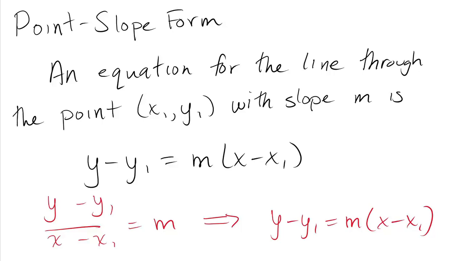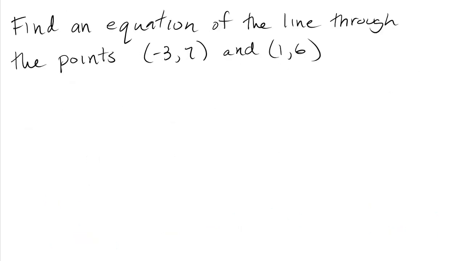Let's find the equation of a line using the point-slope form. This example says find an equation of the line through the points (-3, 7) and (1, 6). Let's sketch what this line would look like. We're not going to draw any of the tick marks, just a quick idea. (-3, 7) would be in quadrant 2. (1, 6) would be in quadrant 1, and it would be a little bit lower. So we get this line that slants downward.